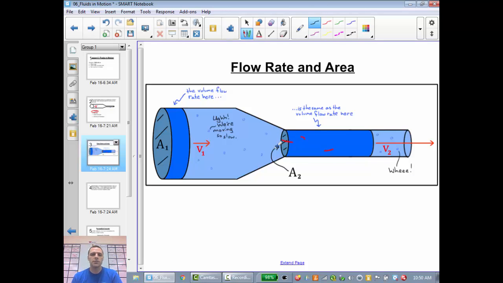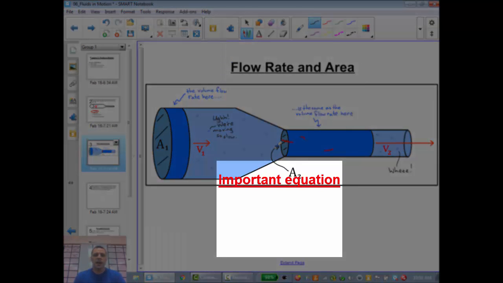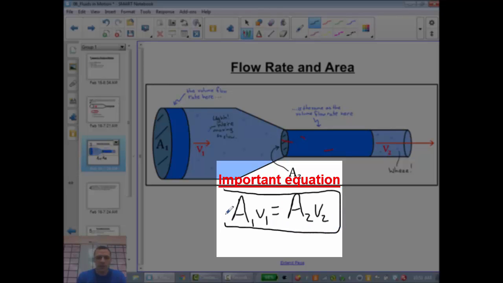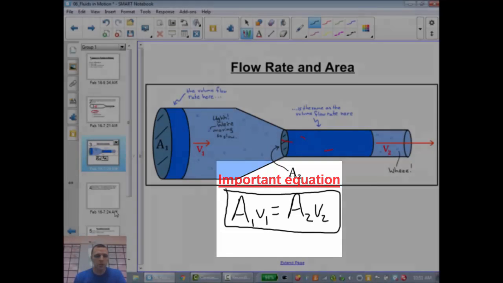We have an equation that describes how this flow rate changes with area, and it's called the continuity equation, and it looks like this. Area 1 times velocity 1 equals area 2 times velocity 2. And the area is just the cross-sectional area of the pipe, and the velocity is the speed with which the liquid is moving through that pipe. I'd like to do an example of that with you to show you how it works.